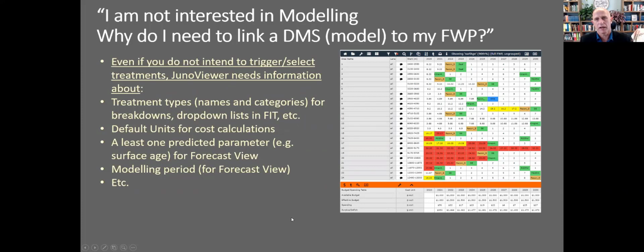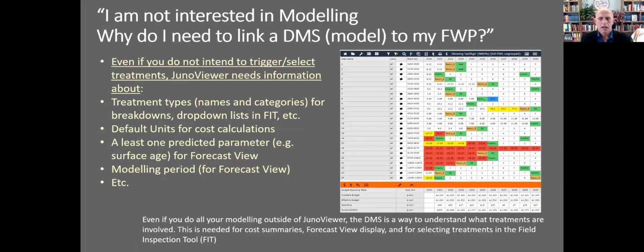So even if you've got an absolutely minimal model in your DMS, it's still useful because it contains information about the treatment types, the colors, for example, to be displayed here, and so forth. And the appropriate place to show that is in your DMS. So the DMS is really a way for JunoViewer to understand what treatments are involved. And as I've said, this is needed for cost summaries, forecast view display, and for selecting treatment names in the field inspection tools.